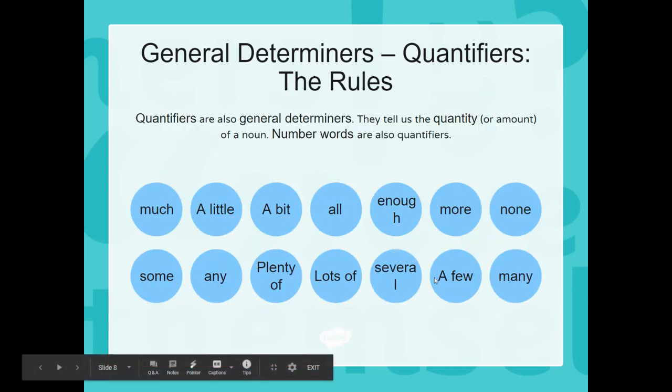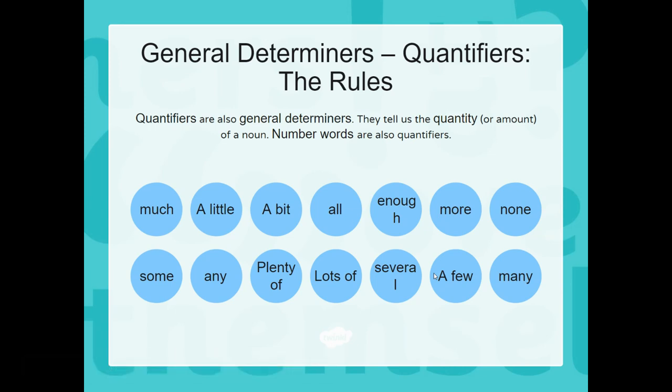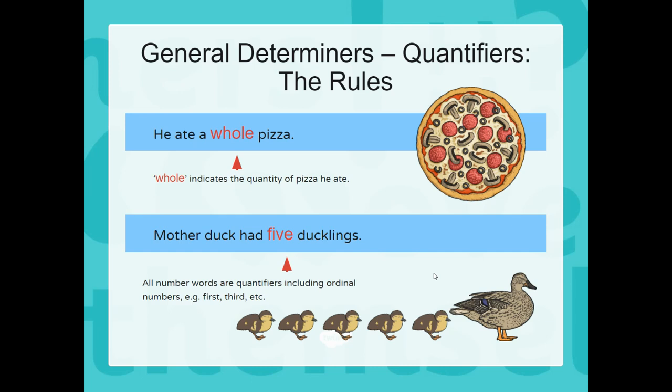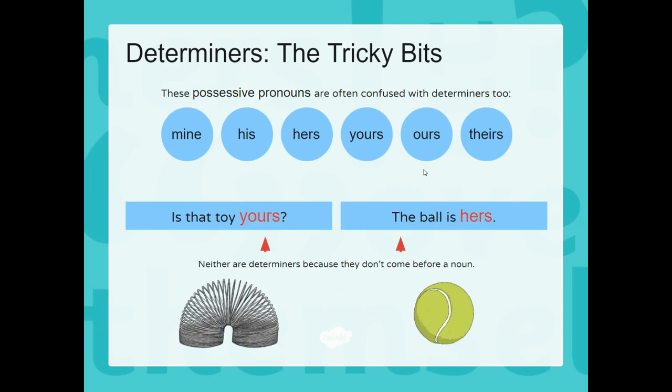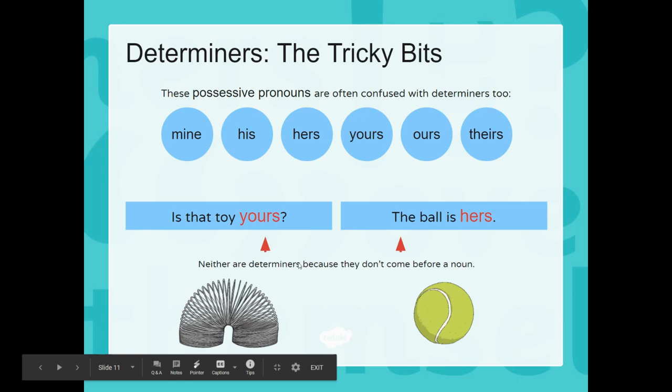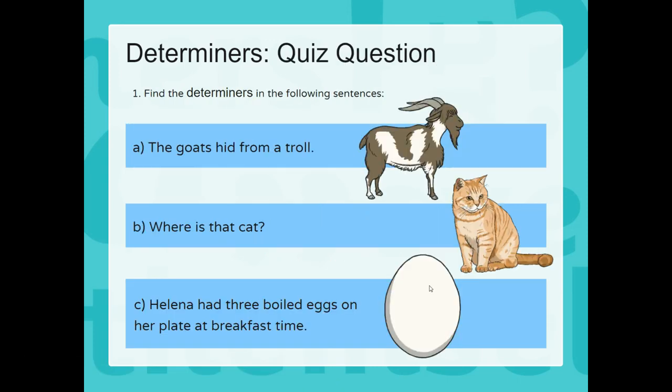Now, ladies and gentlemen, with all these slides, please make sure that you can always be writing down or making some posters about these. You can also be maybe writing them down so you have like a bank of different determiners. So if it was to come up, when you see one, you can easily identify them as a determiner. Here are some examples of quantifiers and their rules, as well as that it then takes you through the tricky bits. So it shows you demonstrative determiners, which can also be used as pronouns. And you've also got possessive pronouns, which are often confused as determiners too. So neither of these here, yours or hers, are determiners because they don't come before a noun.